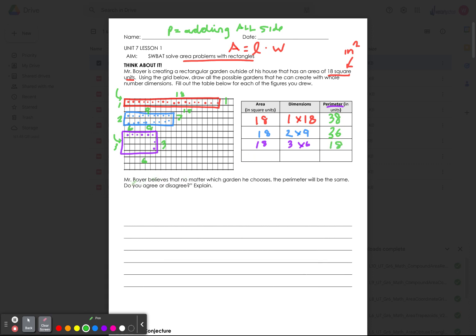Great. The last question says, Mr. Boyer believes that no matter which garden he chooses, the perimeter will be the same.